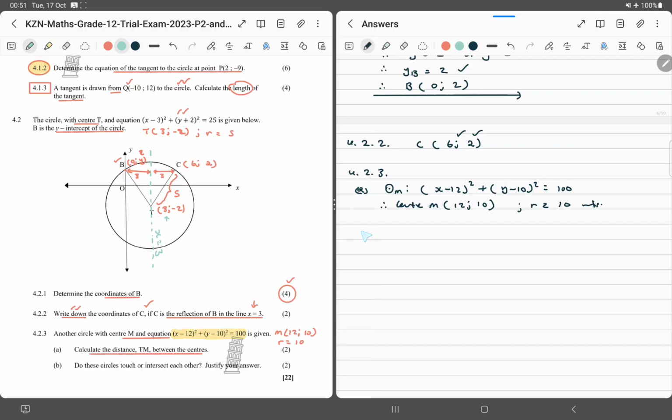So now to find TM, TM is going to be the square root. So doing the distance formula here is going to be x at M minus x at T all squared plus y at M minus y at T all squared. And then we substitute easily. x at M is 12 minus x at T, which is 3, plus y at M is 10 minus y at T is going to be plus 2 all squared. Okay.